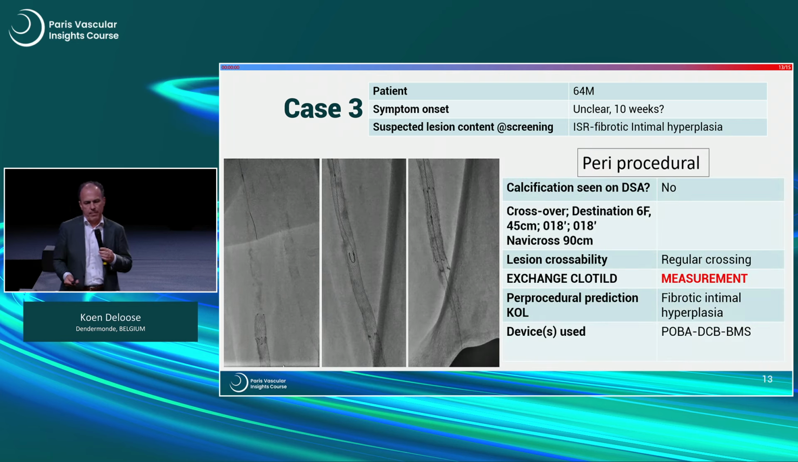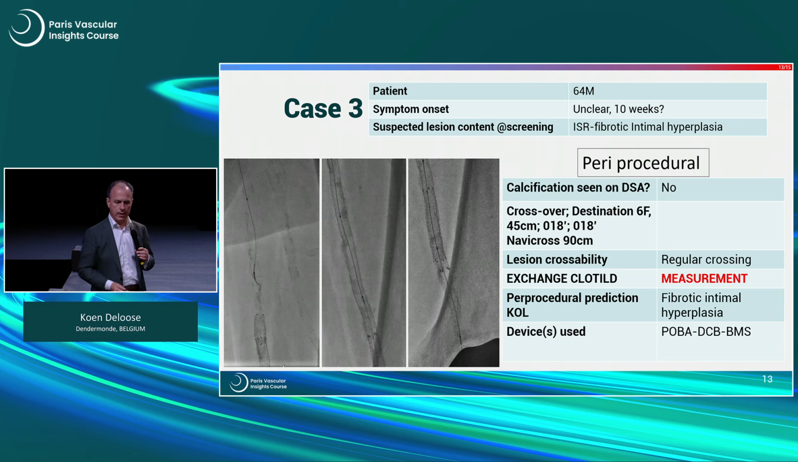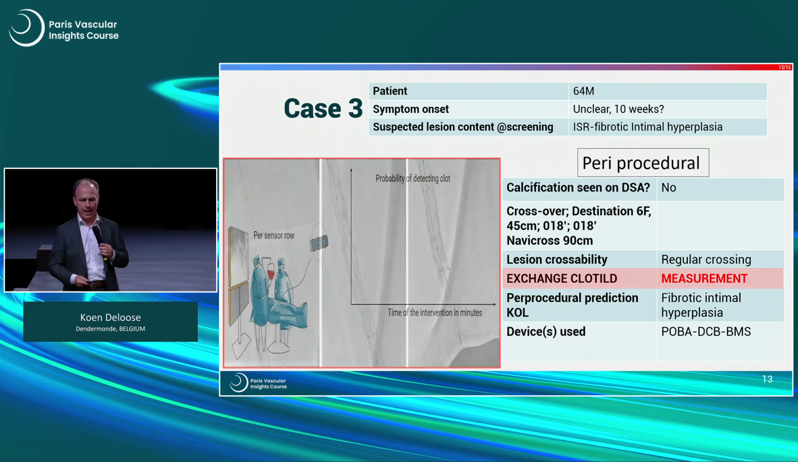And so I mentioned, okay, this is not really fresh thrombus. I think this is not something to spend all my money on a Rotarex device, but I just go for plain old balloon angioplasty, DCB and bailout stenting.